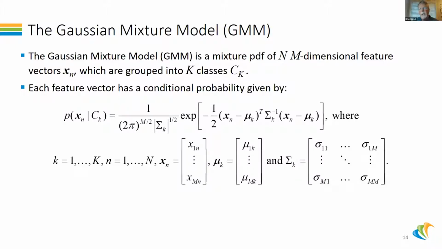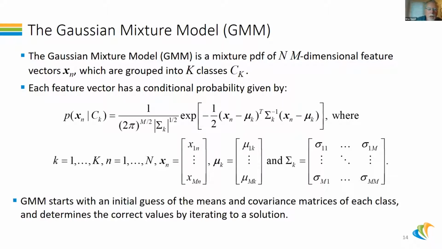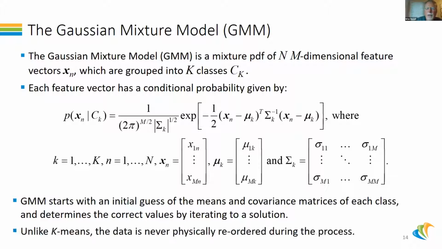But the difference now is each feature vector has a conditional probability. You'll see the conditional probability is very similar to my earlier 2D Gaussian distribution, except now the probability of xn given ck is our actual probability function. So we've got multiple covariances now. GMM starts with an initial guess of the means and the covariance matrices of each class and determines the correct values by iterating to a solution.